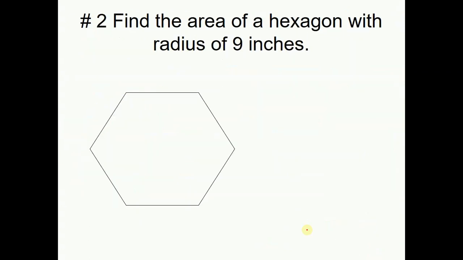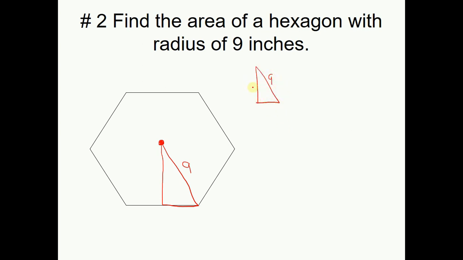Let's take a look at number 2. Find the area of a hexagon with a radius of 9 inches. A radius of 9 inches means from my center down to a vertex is 9 inches. Well, it looks like we need to make a triangle here. Let's go ahead and make our triangle. Draw out my triangle over here. So this is 9. Don't know that.